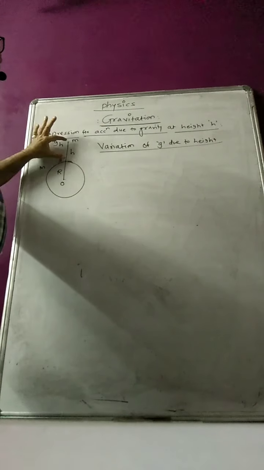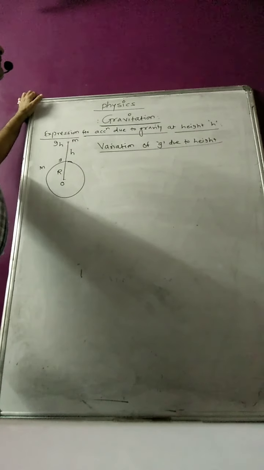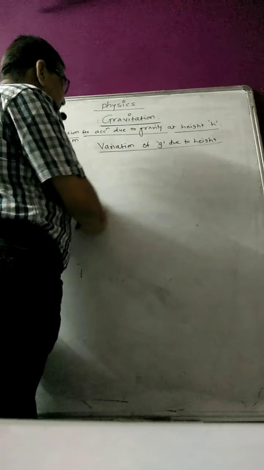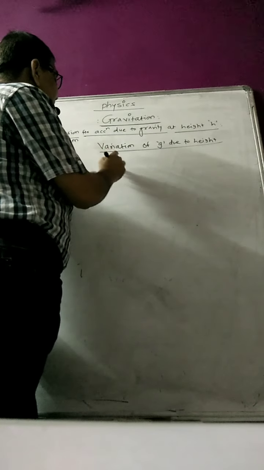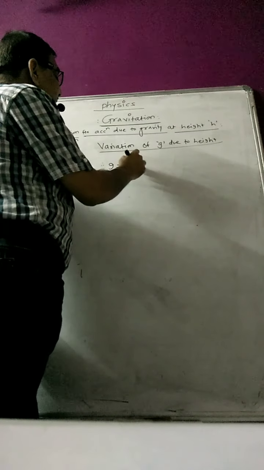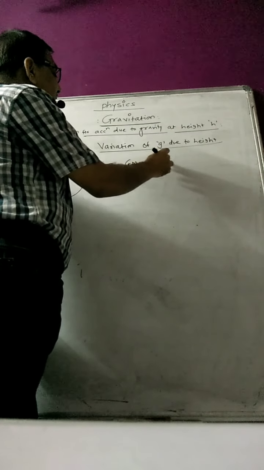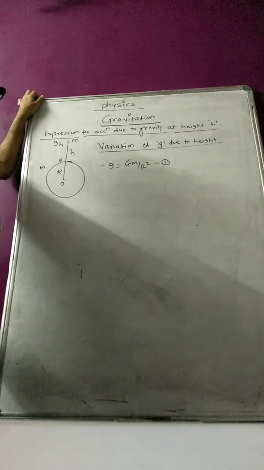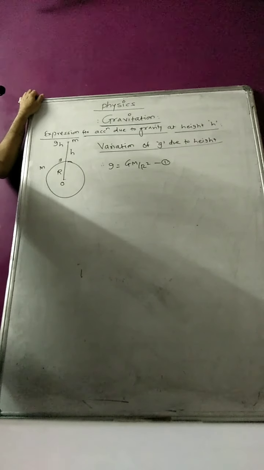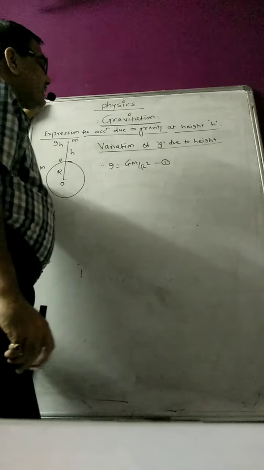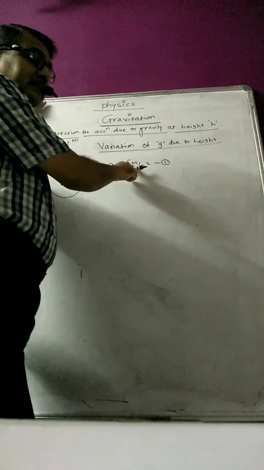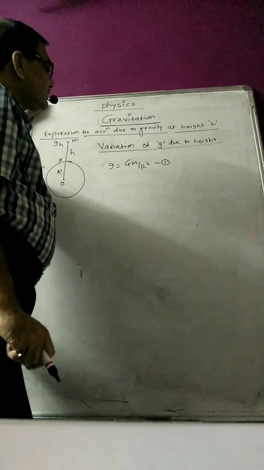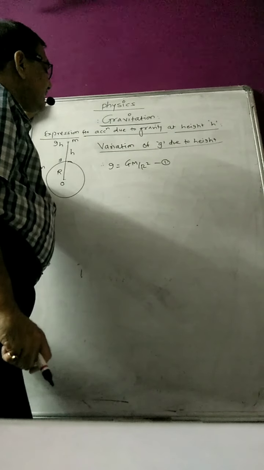But now suppose at this particular point I want to find out the acceleration due to gravity. Then how can we do that? As g we have calculated, that is GM by R square. This is the first equation. How is g going to vary with respect to that height? The acceleration due to gravity on the surface of Earth is GM by R square, where G is the gravitational constant, M is the mass of the Earth, R is the radius of the Earth.